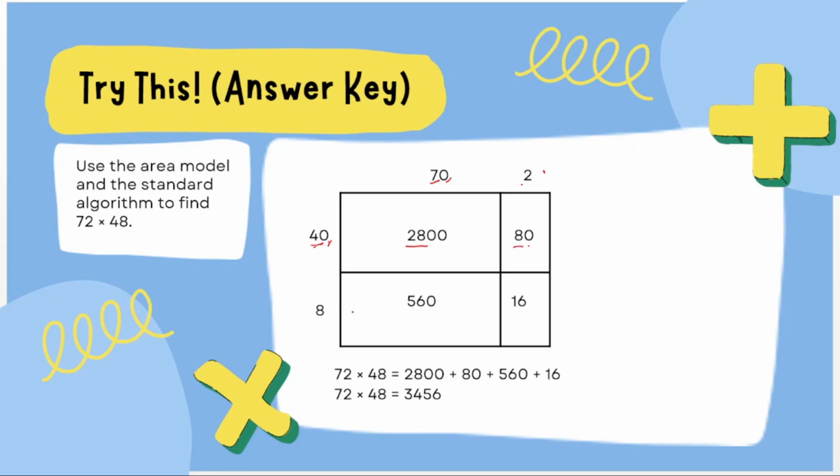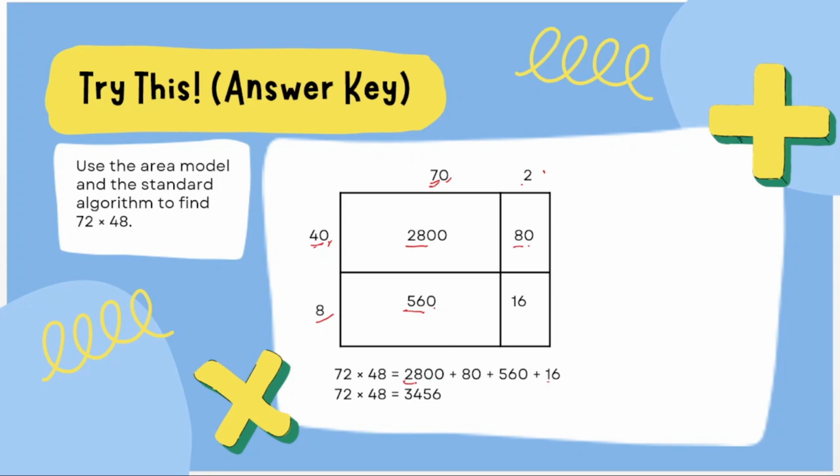All right, so the next is 8 times 70. So we're going to find 8 times 7 first, and that will give us 56. Then we're going to add a 0, that gives us 560. So you don't need to stress yourself when you are multiplying. Then 8 times 2 is 16. So which means we are adding 4 items together: 2,800 plus 80 plus 560 and plus 16.